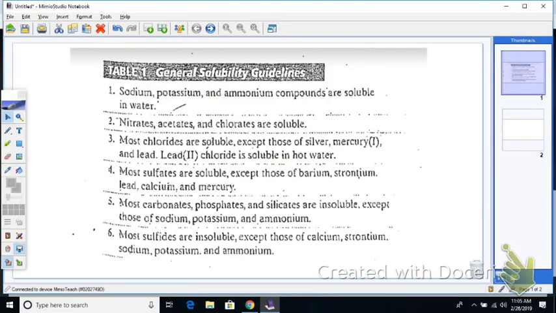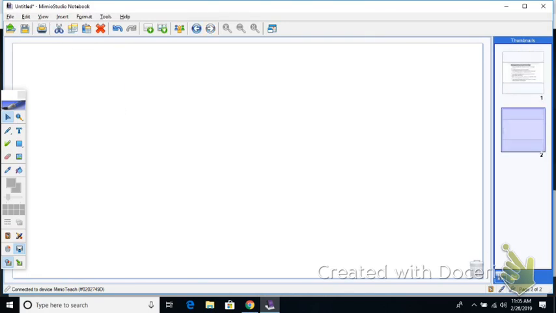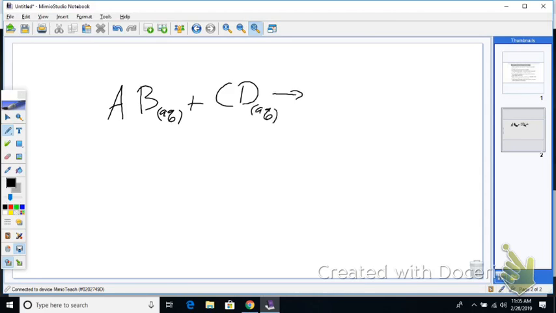that you got two compounds that are together. And you got to determine if a reaction happens or not. So you can have no reactions on these as well. Okay? So a double displacement reaction is AB aqueous plus CD aqueous.